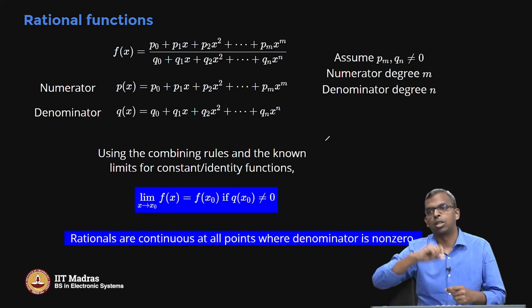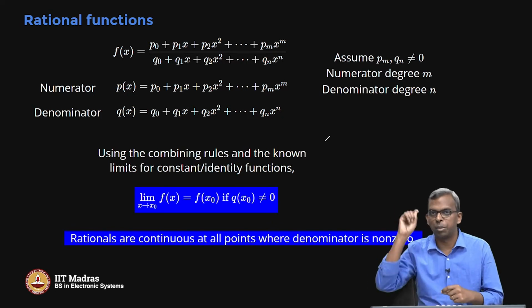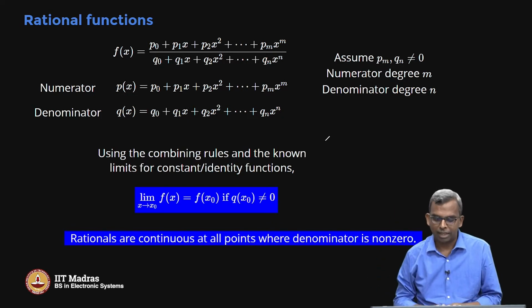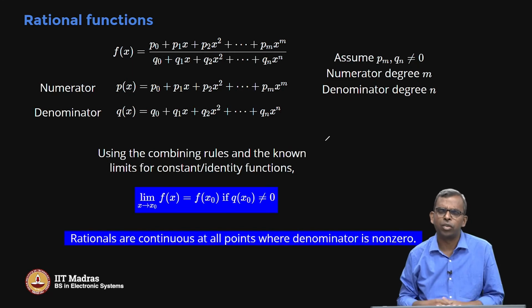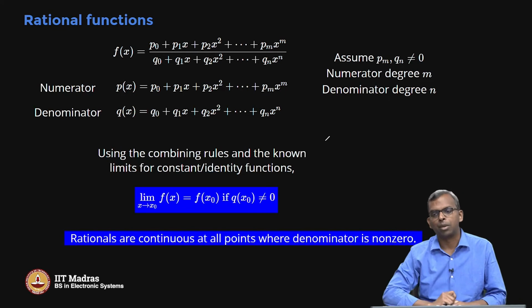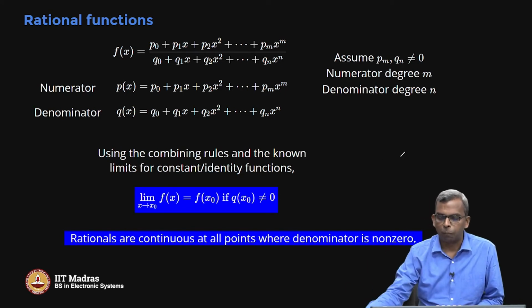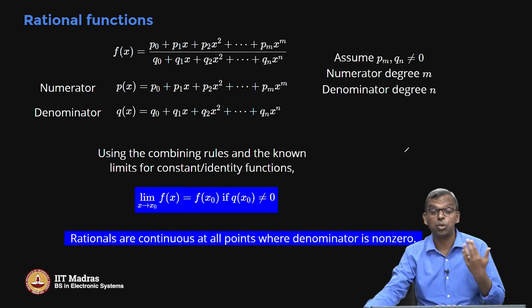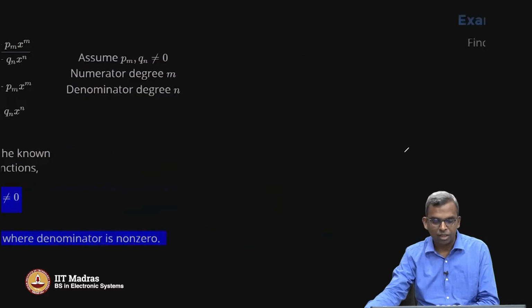So if you were to draw the plot of a rational function, it's also going to be continuous, except of course when the denominator is 0. If the denominator is 0, then something can happen there, it can go off to infinity and all that, but otherwise it's going to be a continuous function. Nice. We've used our rules for combining limits of functions in some very easy ways.